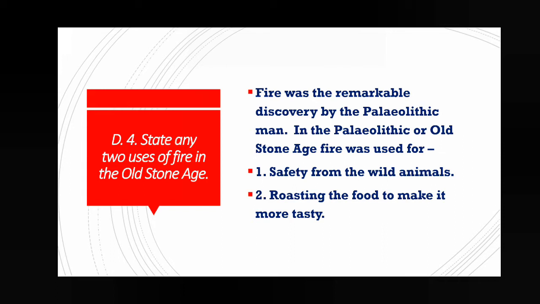So it was a remarkable discovery by the Paleolithic man. Why was it remarkable? Because, as we have already seen in the class notes I have provided, it helped to protect the Paleolithic men from wild animals. It kept them warm in the cold weather, and it also helped them to roast the food and make the food more tasty. So here the question wants to know only 2 points, that's why I have given 2 points: safety from the wild animals, and second, roasting the food to make it more tasty.